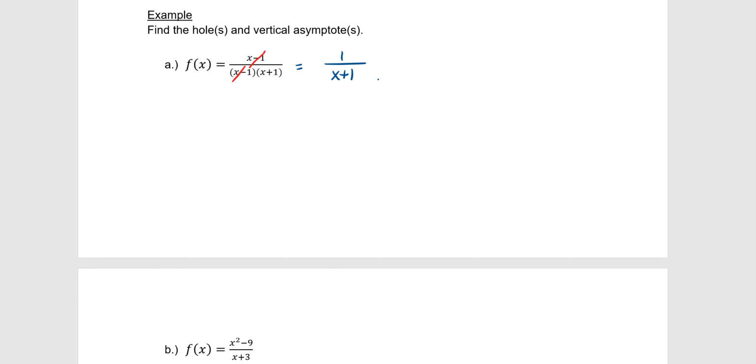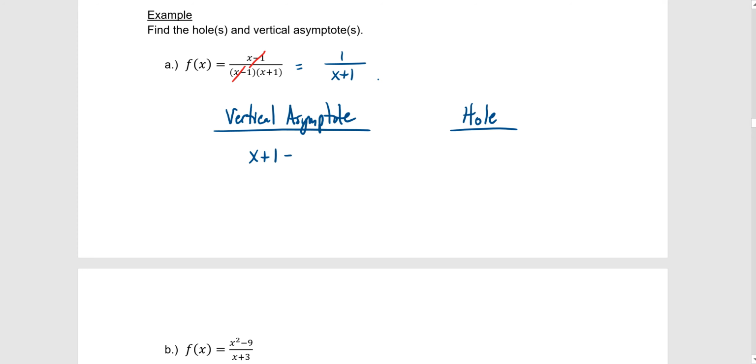So when we are trying to find the vertical asymptotes and the holes, for the vertical asymptote, we're going to set the simplified denominator, which is, here's the simplified version of the function, x plus 1, equal to 0. We solve that for x by subtracting 1 on both sides. So this, like we saw before, represents an invisible line, x equals negative 1.